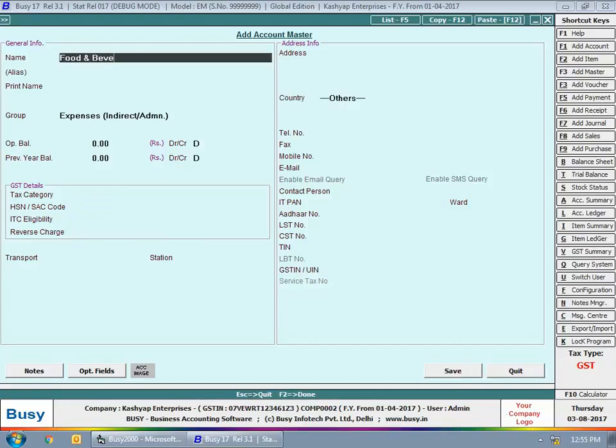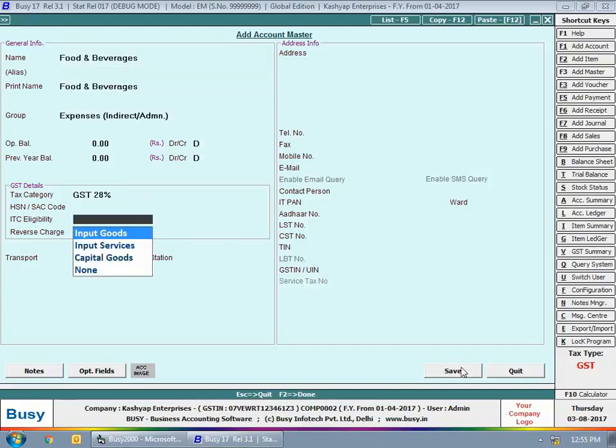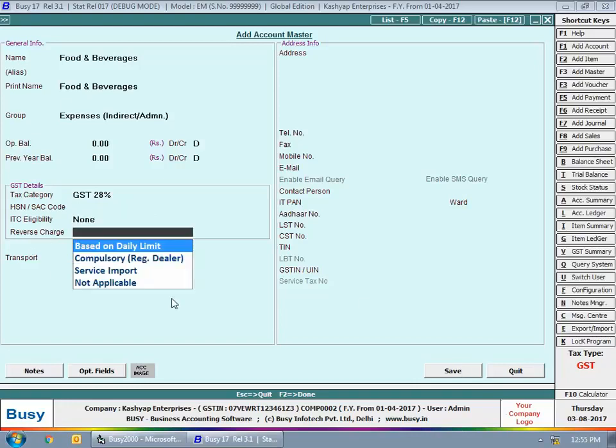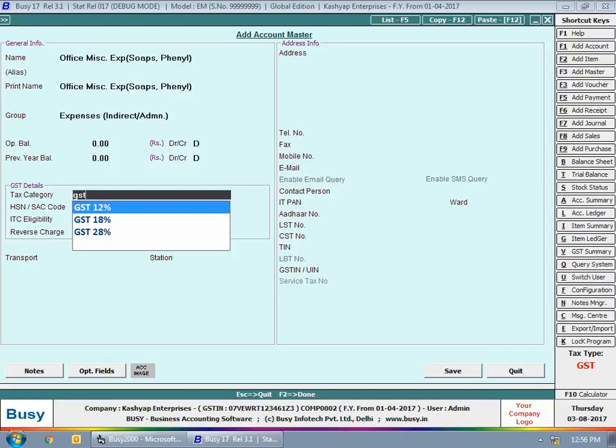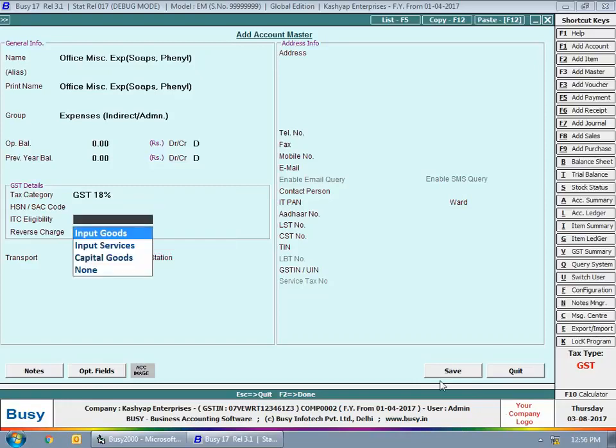Next, we'll create an account for food and beverages. Here also we'll take ITC eligibility as none, because again it's a case of food and beverage items, like you have ordered food for your office staff or made expenses on food and beverages, then you will not get any ITC claim on it. Next, we are creating an account for office miscellaneous expenses like soaps, detergent, phenyls. Here we will specify ITC eligibility as input goods and reverse charge based on daily limit.